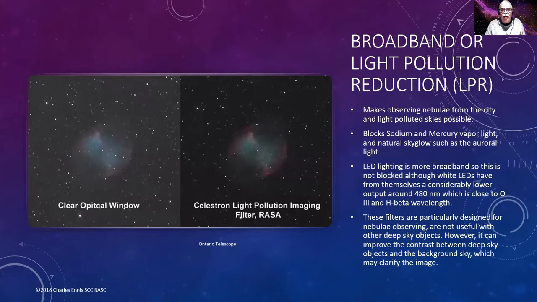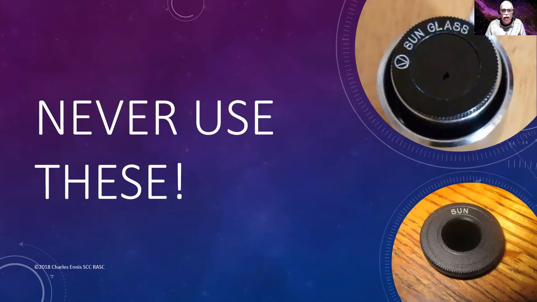There's also broadband light pollution reduction filters, LPRs, and these more recently came out because of people trying to deal with the misuse of artificial light at night. Again, you can see on the left without and with the Celestron LPR filter on the right, it again will knock out some of that background stuff and make it easier for you to see these things in the sky.